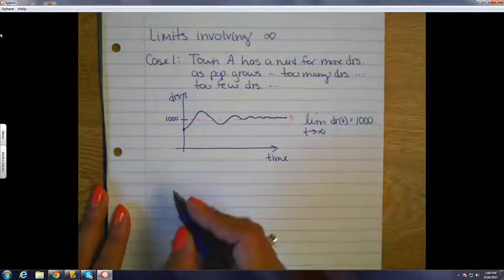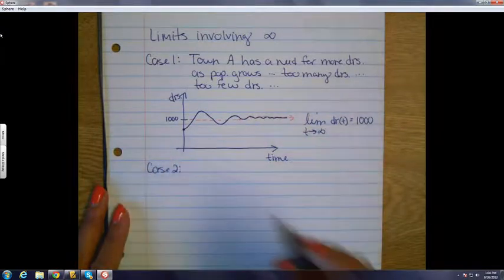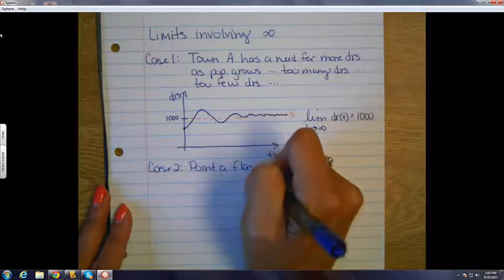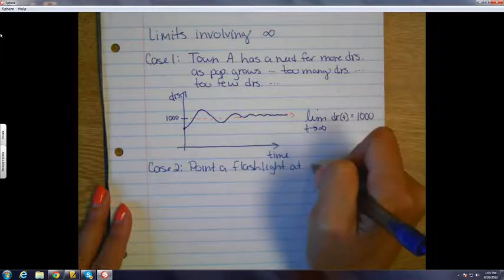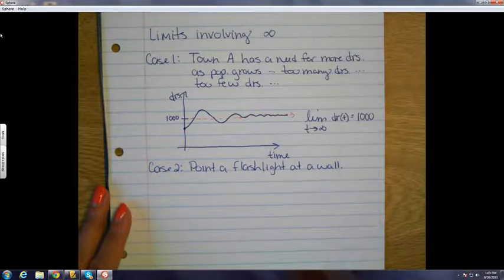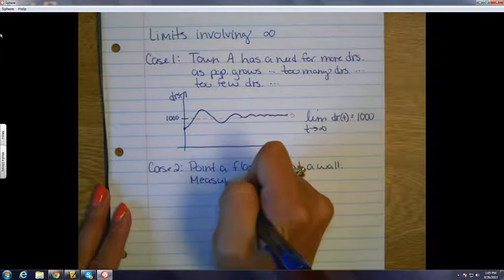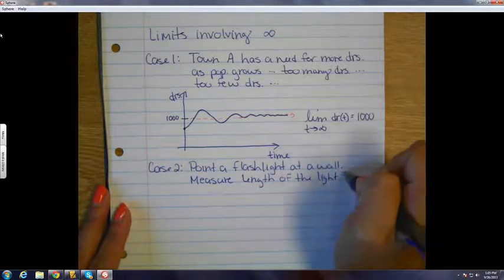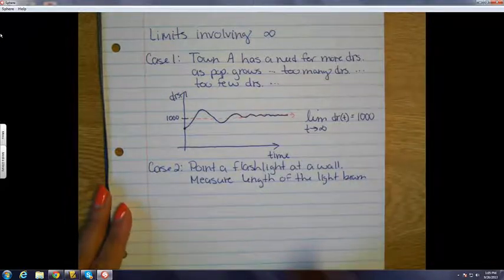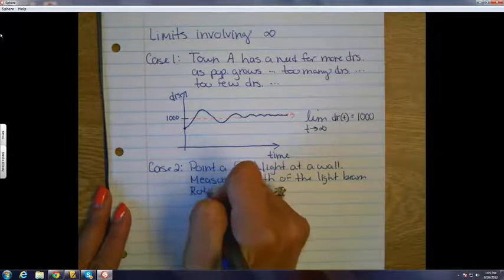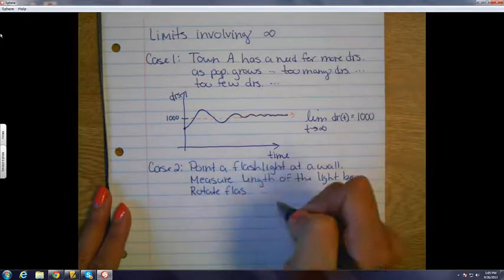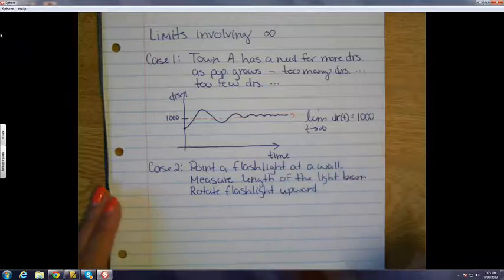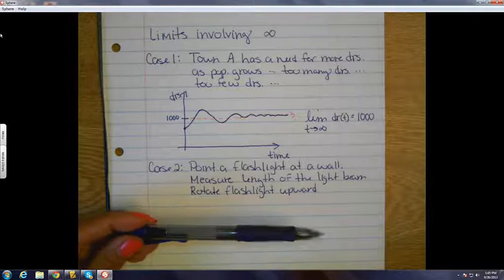Another way to involve infinity. Okay, let's say we've got a flashlight pointing at a wall. And we're going to be measuring the length of the beam of light. Then you're going to rotate your hand upward, which in turn rotates the flashlight upward. And we're going to look at, as I change the angle of the flashlight, what happens to the length of the beam of light.